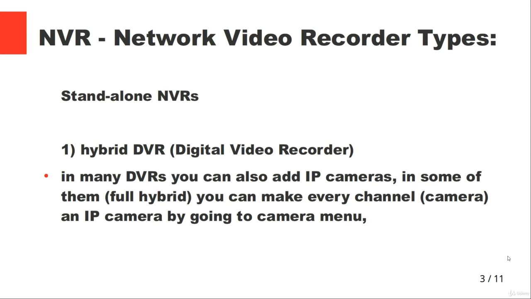Then we have standalone NVRs. And the first type is the one I already talked about in the section about DVRs, which is hybrid DVR. DVR, digital video recorder. In many DVRs, you can also add IP cameras. In some of them, full hybrid, you can make every channel, every camera, an IP camera by going to the camera menu. So in some of them, you can add only a few, but in a full hybrid, you can change every single camera into an IP camera. So it's like having DVR and NVR in one box.